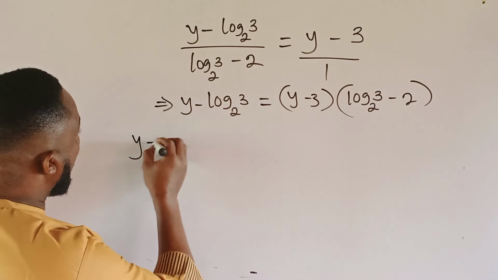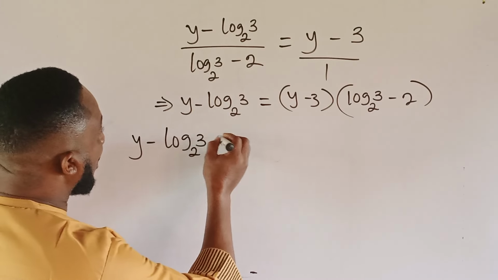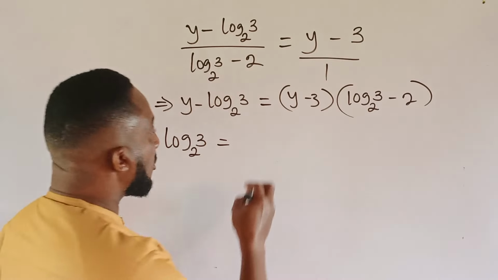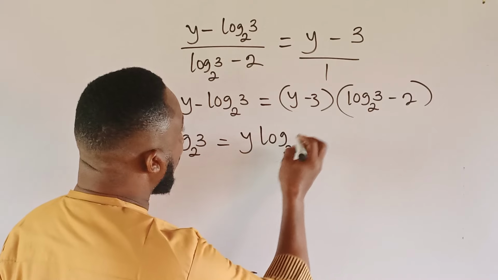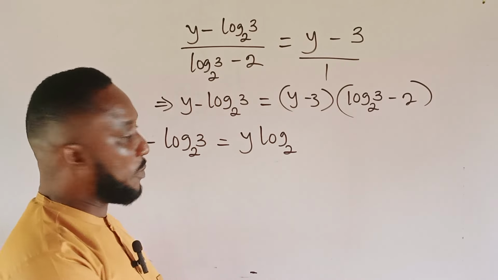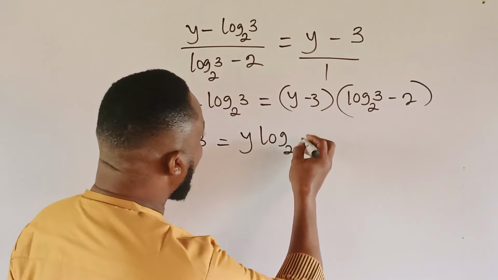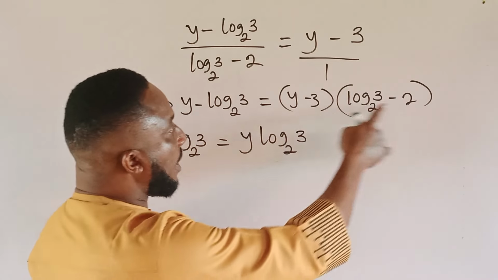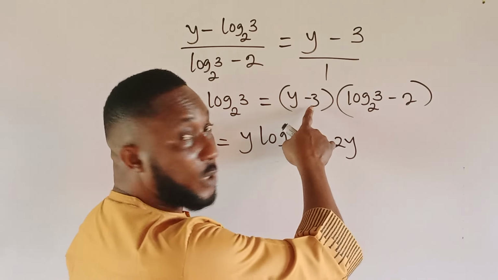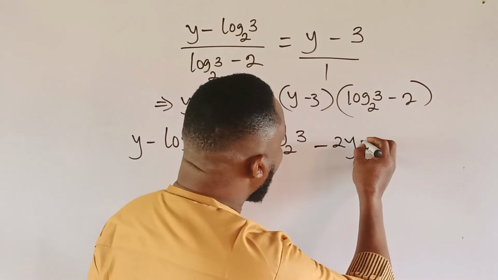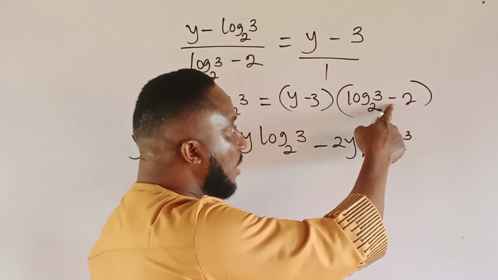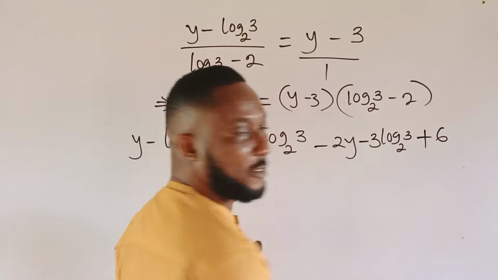So we have y minus log to base 2 of the argument 3 equal to. So we use y to distribute here. y multiply log to base 2 of the argument 3, I think that was a slip. So that would be y log to base 2 of the argument 3. Then y multiply negative 2, that will give us negative 2y. Then we use negative 3 to distribute as well. So negative 3 multiply log to base 2 of 3, that will be negative 3 log to base 2 of 3. Then negative 3 multiply negative 2, that will give us a positive 6.